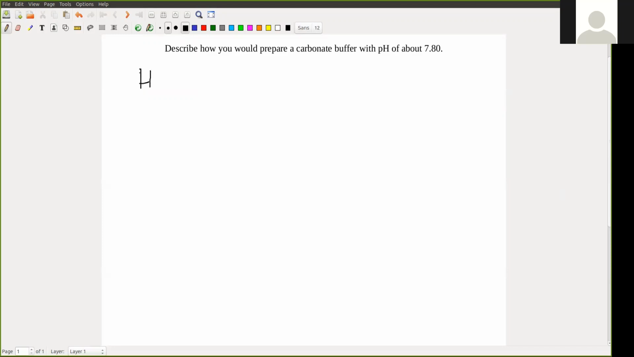where we have H2CO3. And if you deprotonate it once, or dissociate one proton from it, you would get HCO3 minus. And if you do it again, you get CO3 2 minus. So what we would want to do is see how we could prepare this buffer of the specific pH.